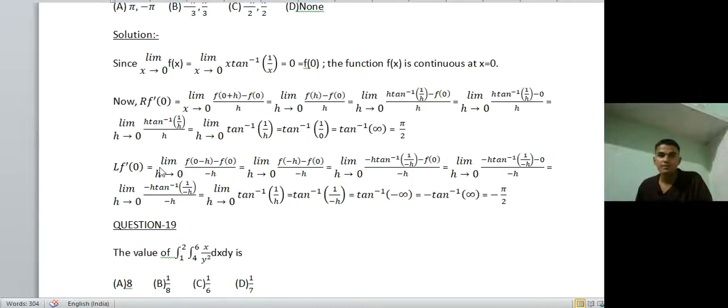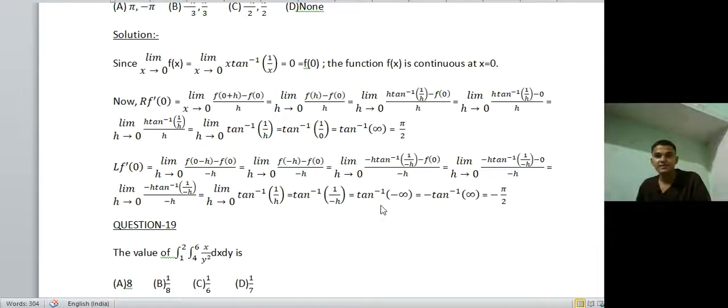In this way we will also find out the left hand derivative of this function. Here it is minus h, and this is minus h tan inverse 1 by minus h. So we are getting tan inverse 1 by h.